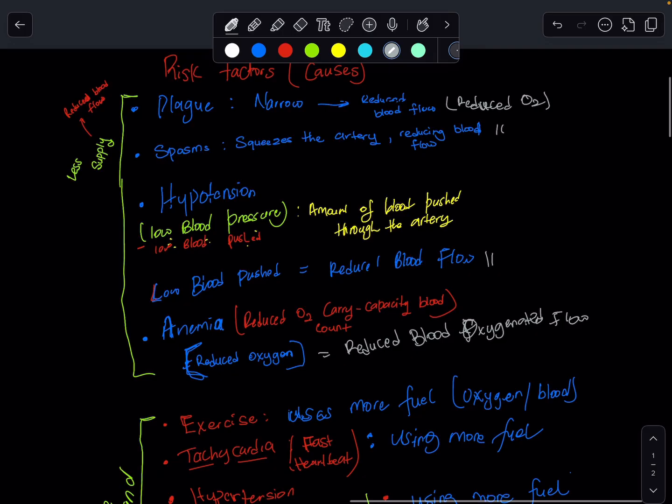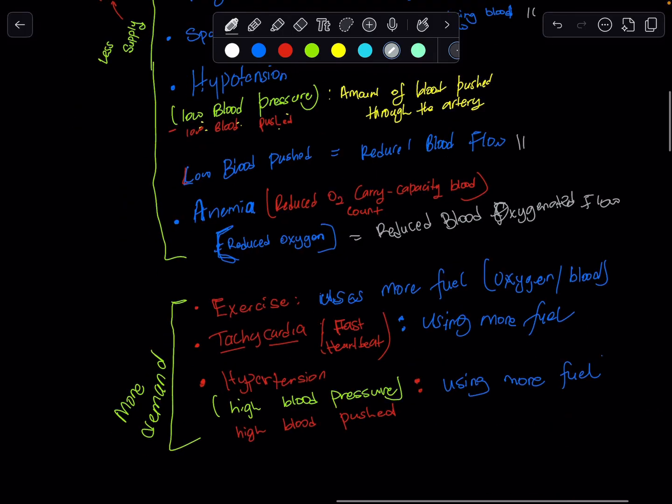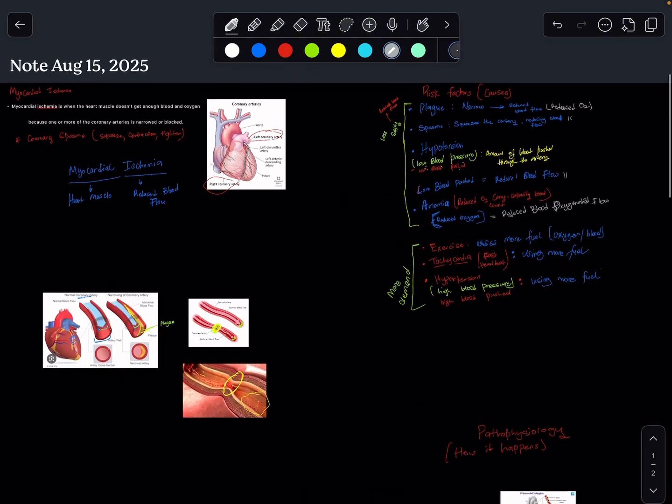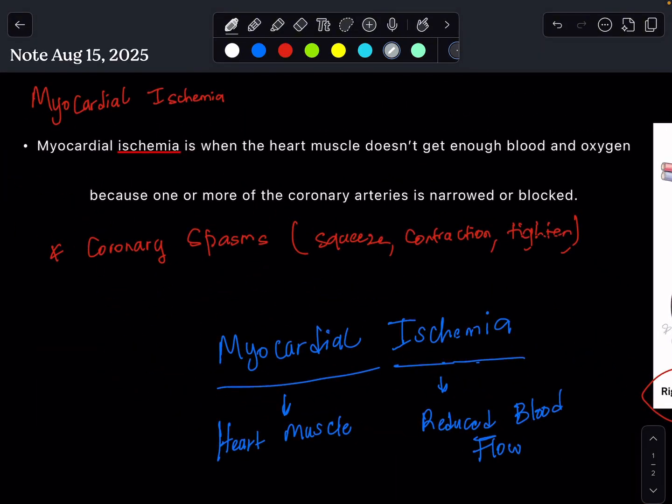Less supply is what's causing you to not have it. And more demand means you're giving it away to these things. That's pretty simple, right, guys? So let's go over it. We know what myocardial ischemia is. It's when the heart muscle is not getting enough blood, hence reducing the oxygen, because the artery is narrowed, blocked, or in spasm.